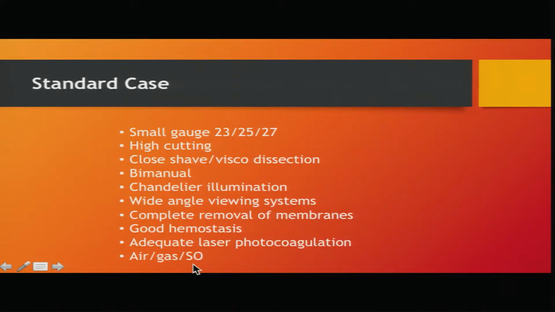All of us use the standard methods: 23, 25, 27 gauge, high cutting, close shave, viscodissection in some cases, bimanual, chandelier, wide-angle viewing system, complete removal of membranes, good hemostasis, adequate laser, and tamponade. This is a standard thing that all of us do use.